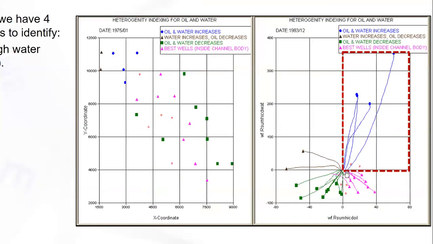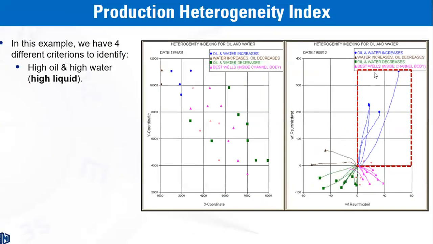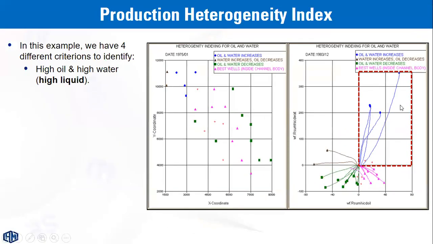So as you can see, this is the origin or the intersection. We have positive and negative parts of the plot. These wells have high oil and high water production, which means high liquid. But these wells, as you can see, with oil on the x-axis, have high oil and low water, which is the best performing wells.